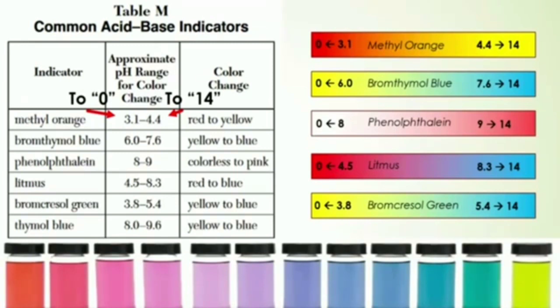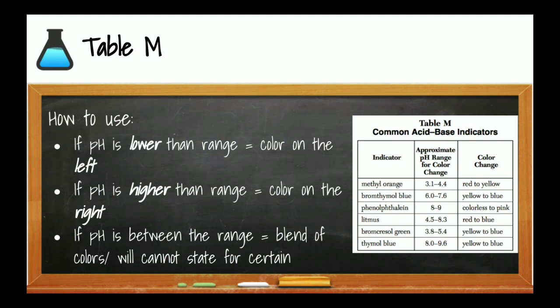For instance, if a substance turns litmus red, we know its pH is going to be 4.5 or less, making it an acid. Now, if it also turns methyl orange red, we know it is a relatively strong acid. Versus a substance that turns red in litmus and yellow in methyl orange will be a weak acid, because its pH will be closer to 7.